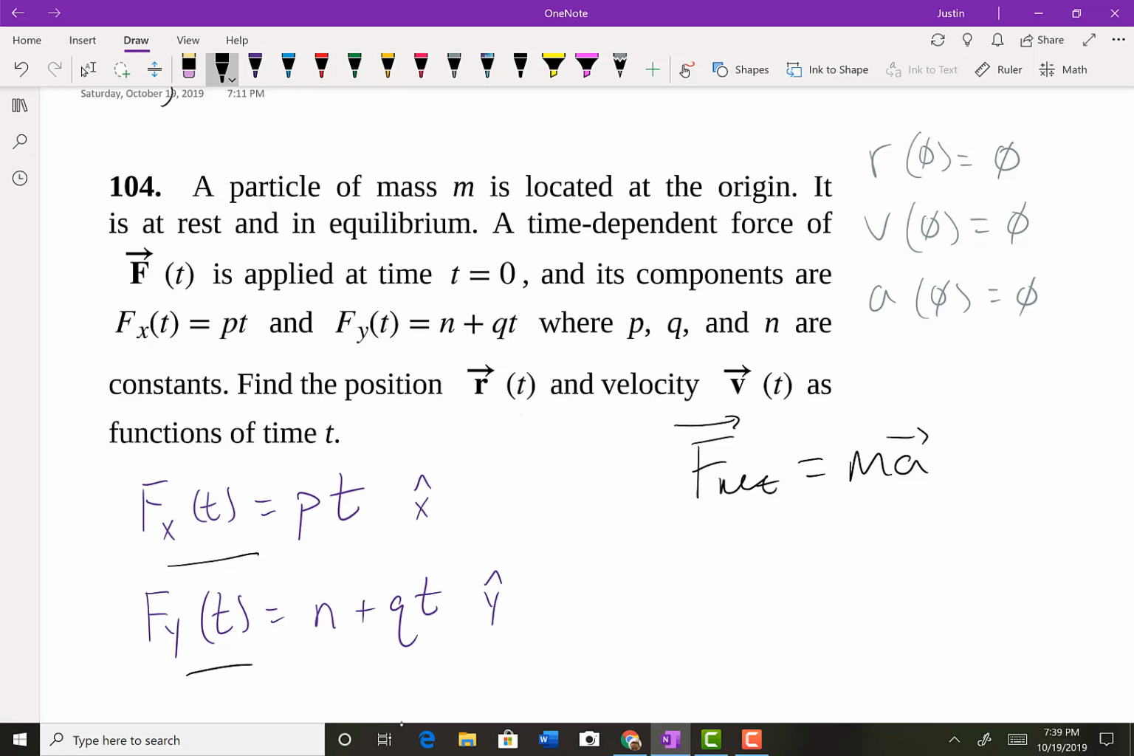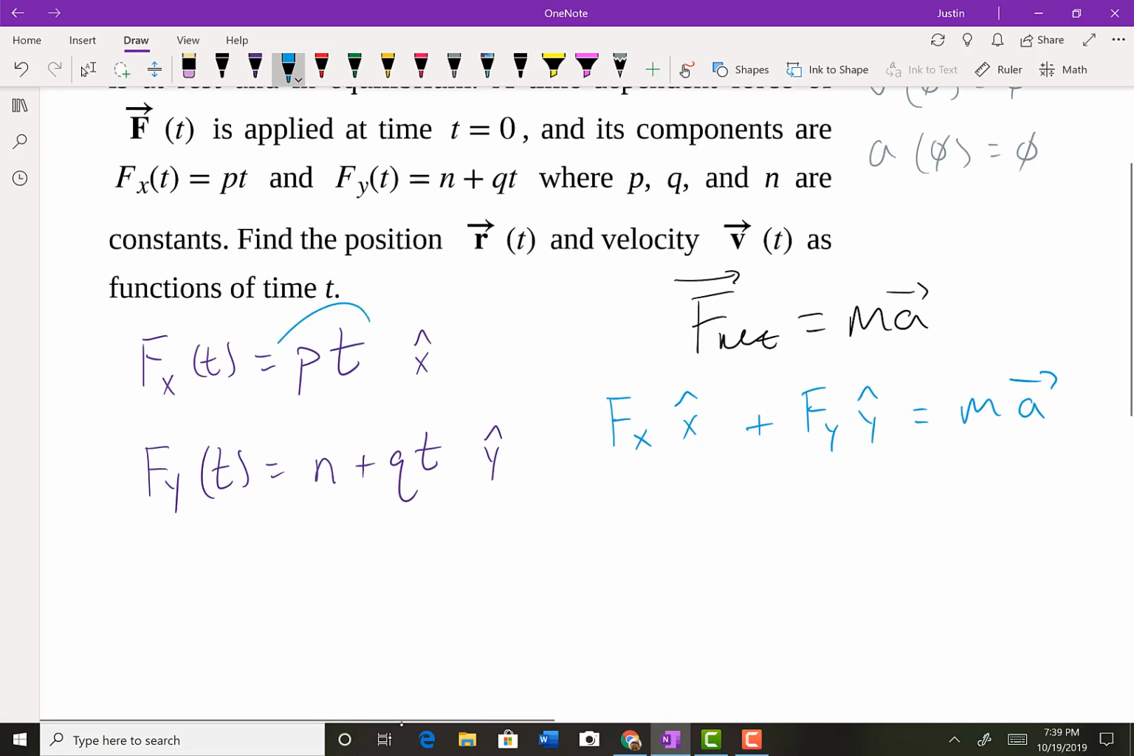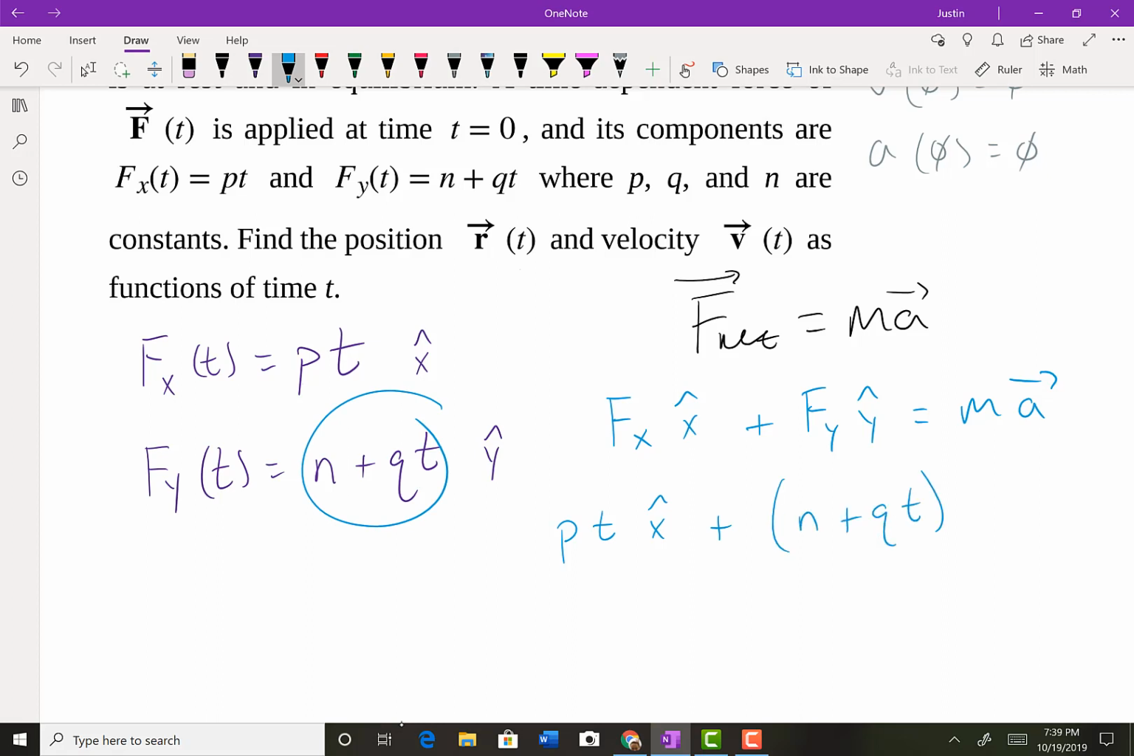Now, I know in the past you've seen me drawing them kind of in separate lines. This time, though, I'm going to draw them all on one line. So that's going to give me the x force times x hat plus the y component of the force times y hat is equal to the mass times the acceleration. All right, well, plugging these things in, the x component of the force is equal to the constant p multiplied by t, x hat, plus the y component of the force, which is n plus qt, y hat, is equal to the mass times the acceleration.